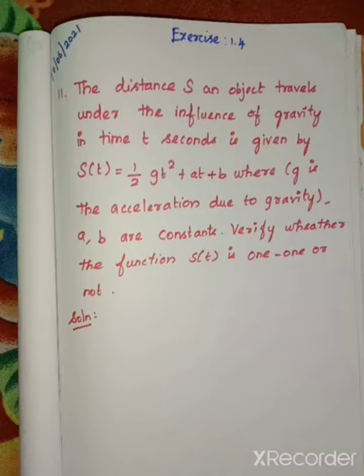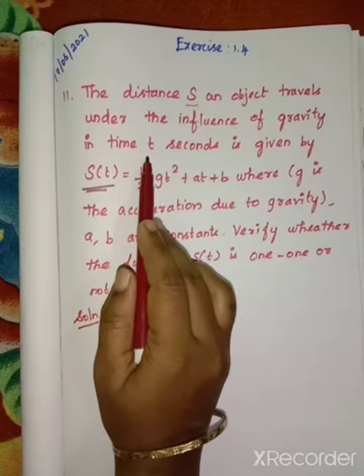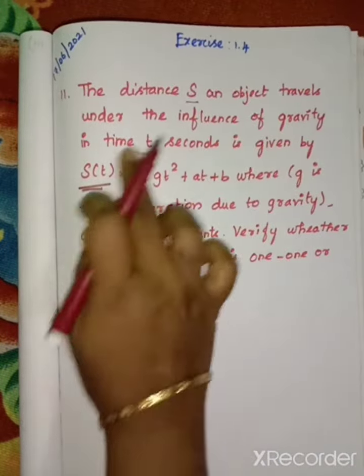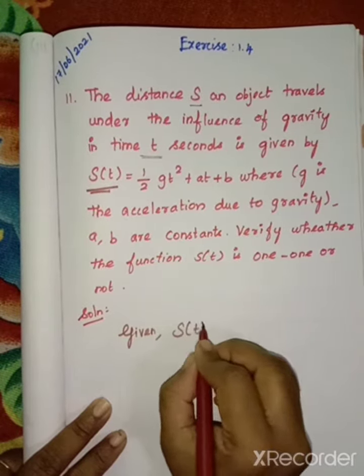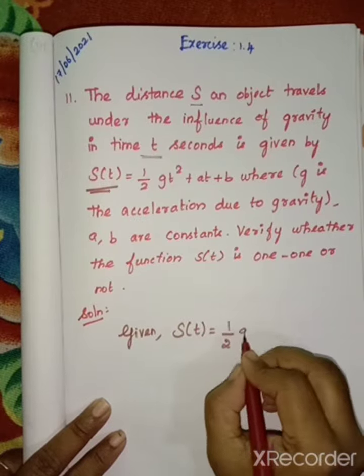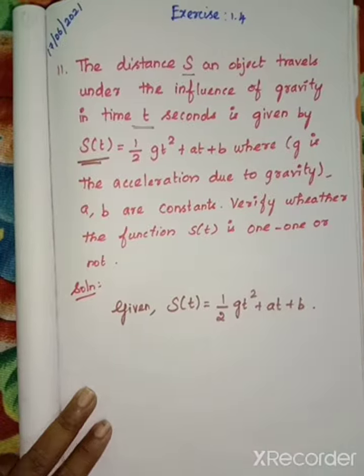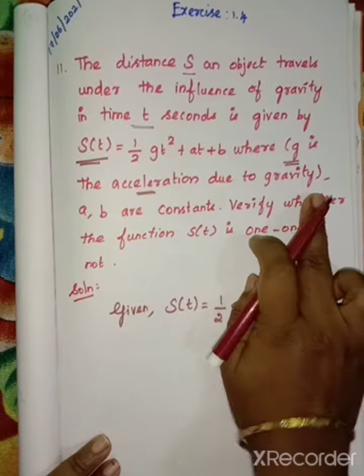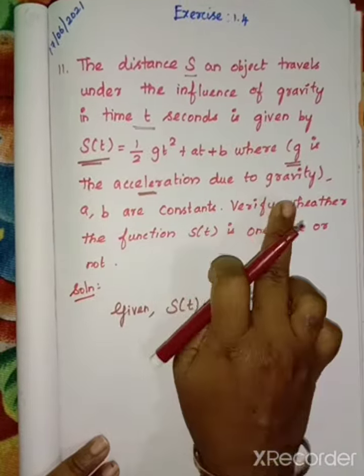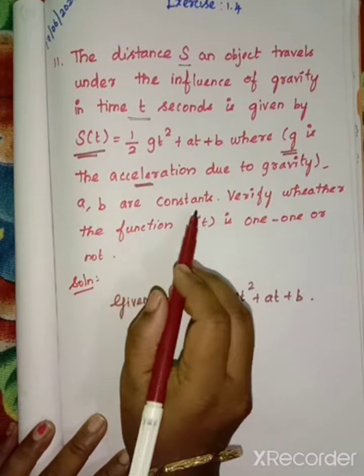So first of all, here the given is S of t, that is the distance S travelled in time t seconds. So that is the equation given: S of t equal to 1 by 2 into gt square plus at plus b. Here g is the acceleration due to gravity, so it must be positive. If it is negative, it is not acceptable. Then a and b are constants.